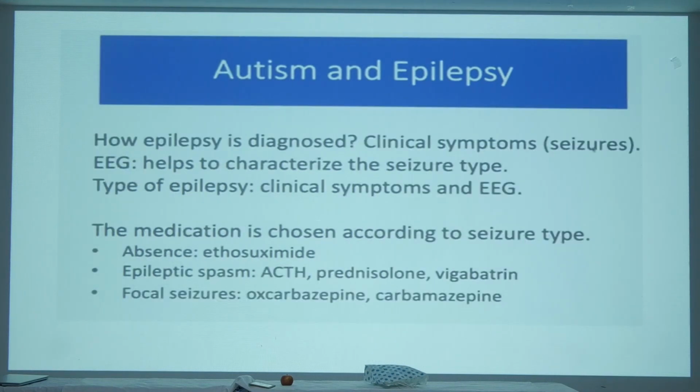So a normal EEG does not exclude the diagnosis. We get on the report that they're lying. Normal EEG does not exclude the diagnosis. Abnormal EEG does not mean it is epilepsy. Then what is the role of EEG? So EEG helps to characterize the seizure type.